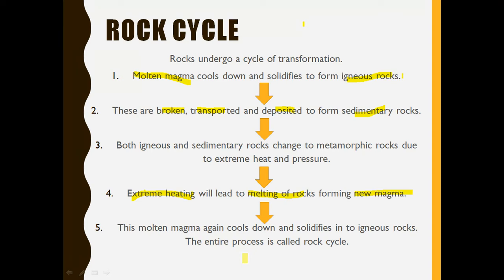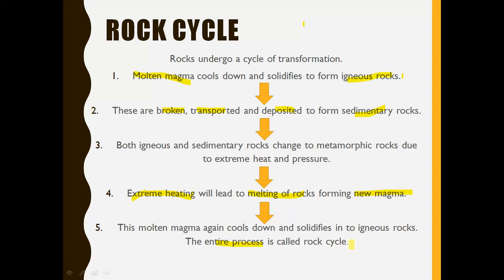Molten magma again cools down and solidifies. So, it is just like a rock cycle. It just keeps on going like this. Extreme heat will lead to melting of rocks, forming a new magma. This molten magma again cools down, solidifies into igneous rocks, and the entire process is called the rock cycle.